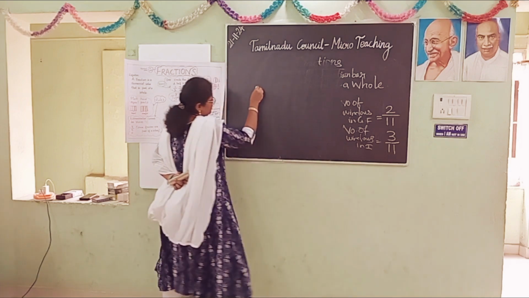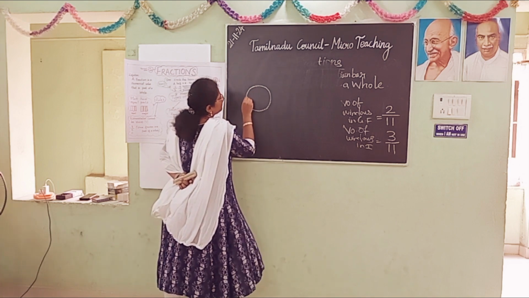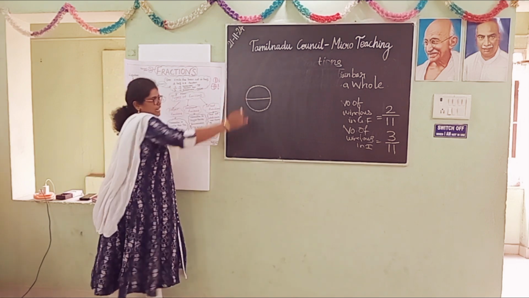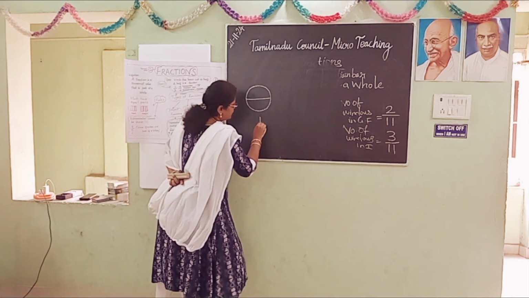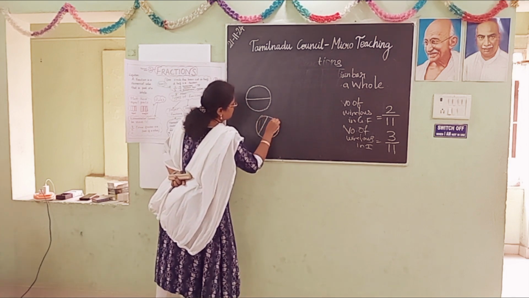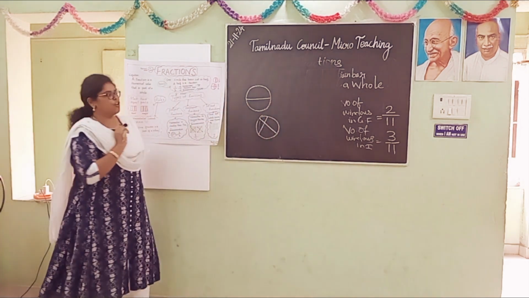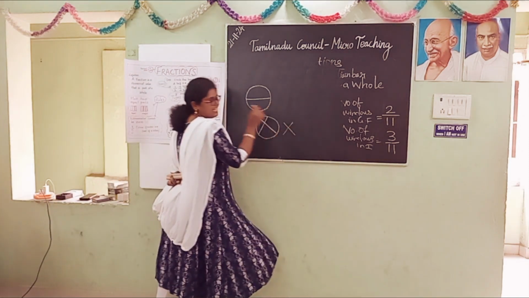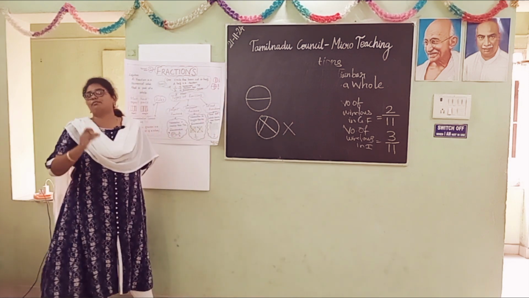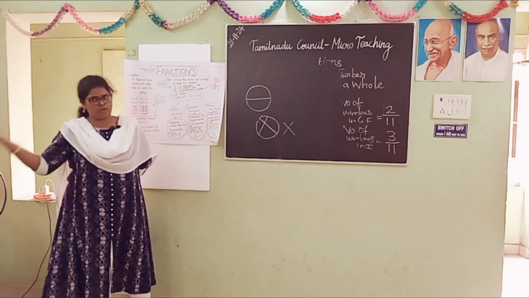Consider a circle. If a circle is divided like this, we'll get 2 equal parts. But if we divide a circle like this, will we get equal parts? No. So this is not a fraction. It cannot be written as a fraction. This only can be written as a fraction, because we have to divide it into 2 or more equal parts.